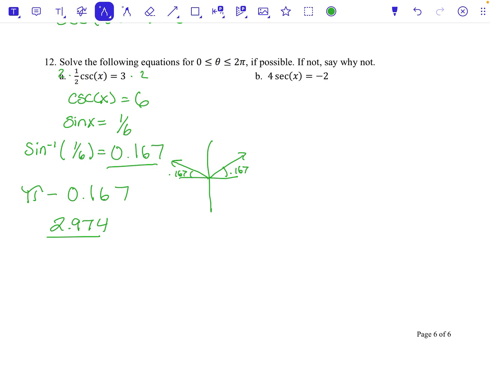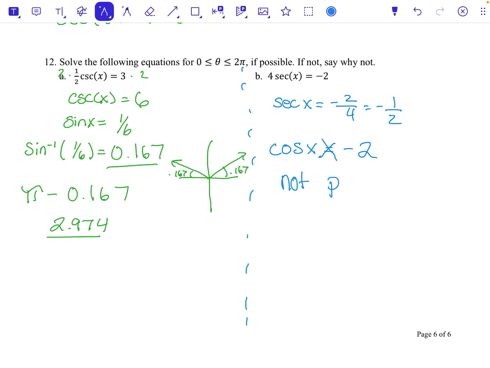All right, next problem, we're given secant. I'm going to switch colors just so we don't get these mixed up. So we have 4 times secant of x equals -2. I need to get that 4 away so I can rewrite as a reciprocal. So secant of x equals negative 2 over 4, or negative 1/2. Well, the reciprocal of negative 1/2, and cosine of x is the reciprocal of secant, would be negative 2. But cosine of x has a range of negative 1 to 1. So can cosine of x ever equal negative 2? No, it can't. So this would actually not be possible.